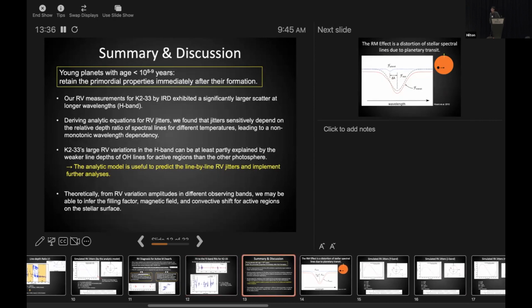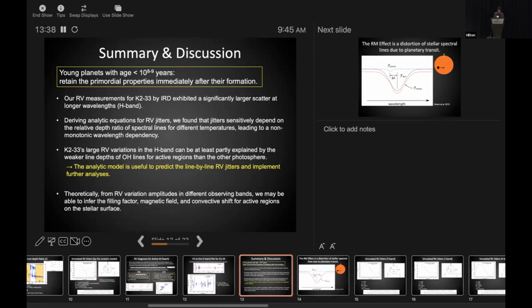Okay, so this is the summary slide. I just want to stress that the analytic model is sometimes useful to predict the line-by-line LV jitter and improve the analysis. Thank you for your attention.